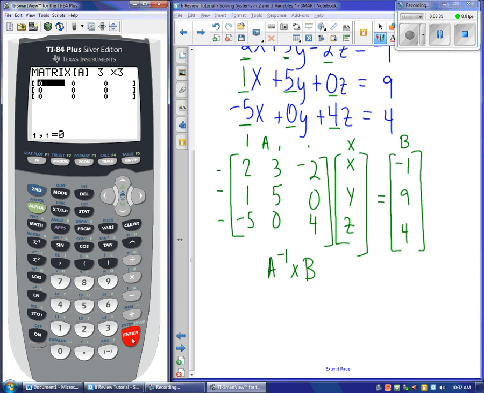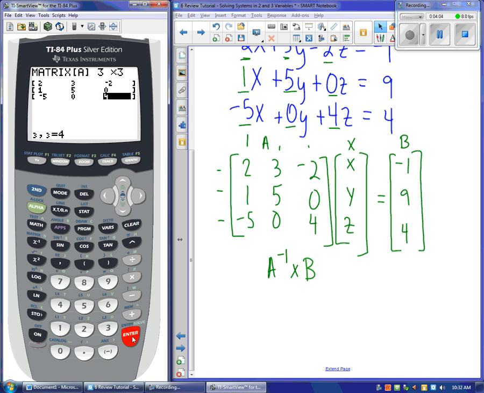Now I'm going to enter in all my coefficients, 2, 3, negative 2, and it'll enter them right in across 1, 5, 0. You can also use your arrows to move up and down. And then negative 5, 0, and 4. Okay. I don't need a variable matrix.